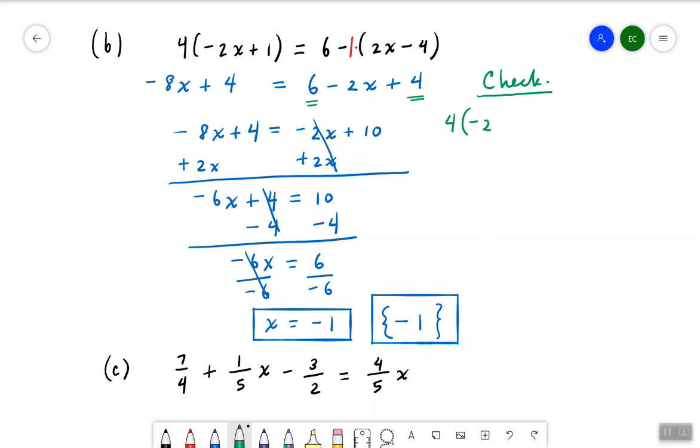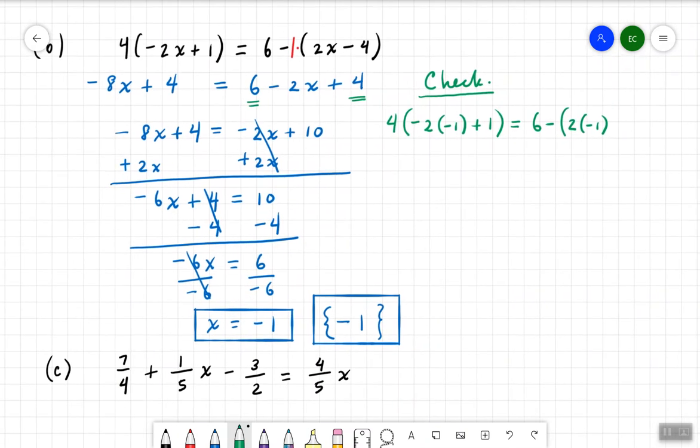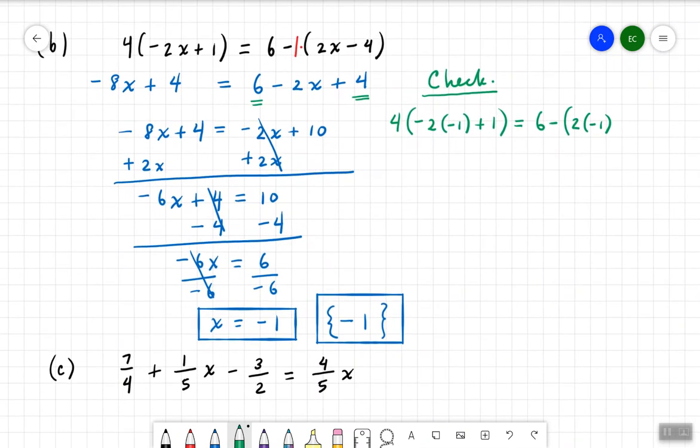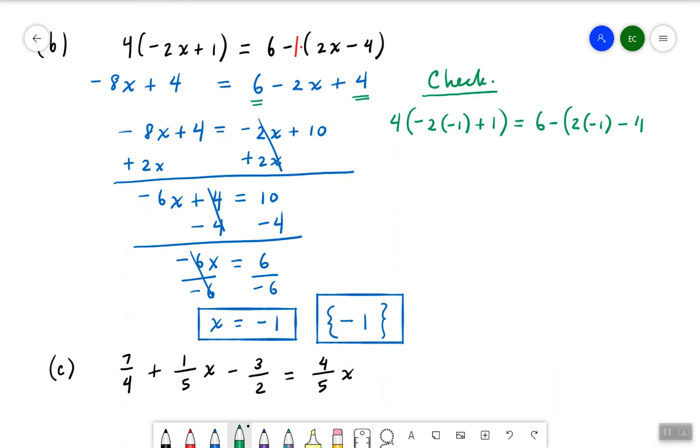4 times negative 2, and then when we get to the x, we're just going to replace that with a negative 1, and then plus 1. And then that's supposed to be equal to 6 minus parentheses 2 times the negative 1 minus 4. And we're going to simplify on the left side and see what we get, and then we'll simplify on the right after that. So we need to follow order of operations.